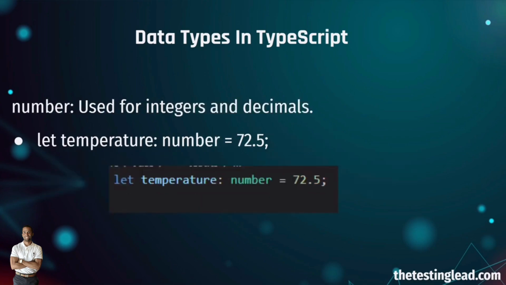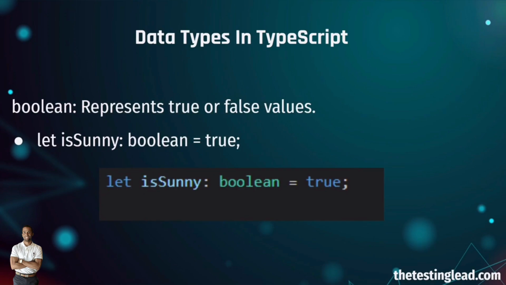Number, used for integers and decimals. Let temperature number equals 72.5. Temperature is a numeric value, so we'll use number. Boolean represents true or false values. Let is sunny, boolean equals true. So is it sunny? That's either true or false. And to hold that data type, we use boolean.